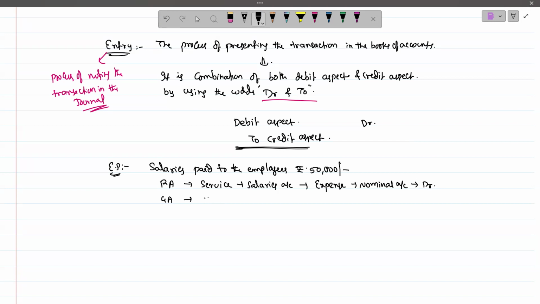And coming to the giving aspect, we pay cash, the cash account. Cash is a real account. As per the real account, what is the rule? What comes in is debited and what goes out is credited. Here, cash goes out.